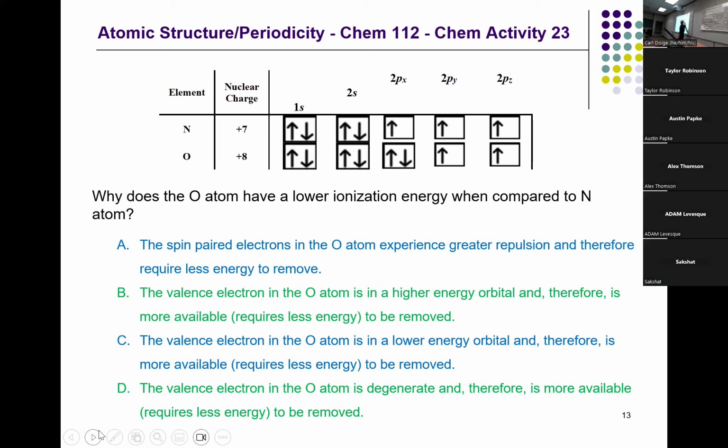Okay? And compared to the element before nitrogen, which would be carbon, nitrogen requires more energy because with a higher nuclear charge, it could be any one of these. But now, nitrogen to oxygen, yes, the nuclear charge goes up, but there's something else that changes. Now we're pairing up the electrons, and therefore there's more repulsion.